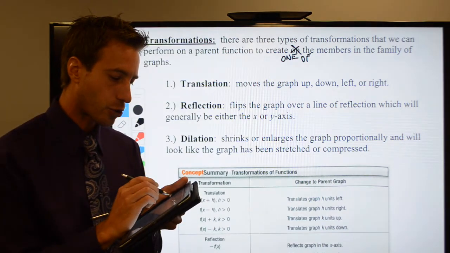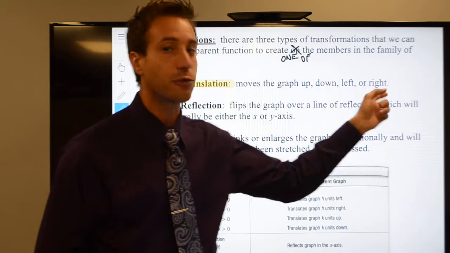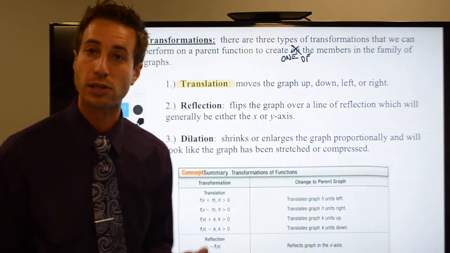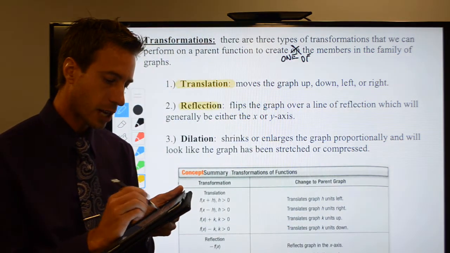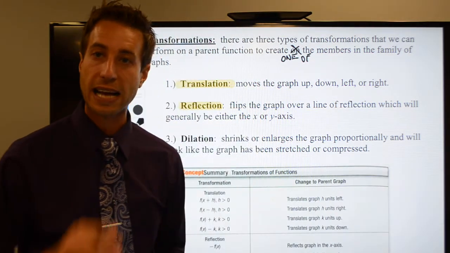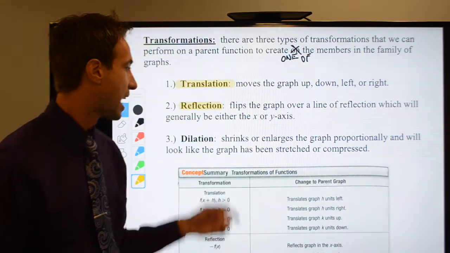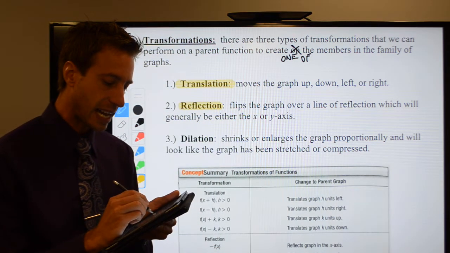We're going to look at translations. This is going to be where we move the graph up, down, left, or right. So we're going to go ahead and take a look at those types of transformations. We're going to talk about reflections. This is where you're going to flip the graph across one of our axes, either across the x-axis or across the y-axis. And then the third one is going to be a dilation.